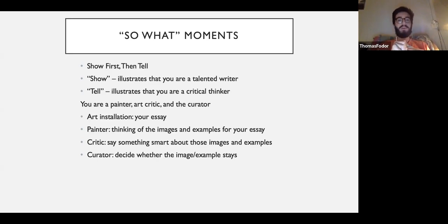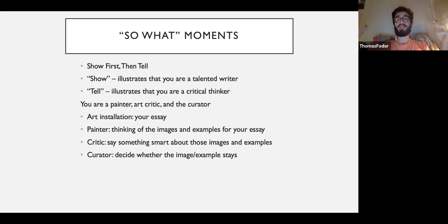Ethan Sawyer puts it in a great way. He used this analogy of a painter, art critic, and the curator of an art installation. So let's think of an art installation as your essay. There are a few critical parts of an art installation. The first is obviously the painter. The painter is going to be thinking of the images and the artwork that's going to be in the art installation. What do they want to produce or give to the art exhibit? Think of these as the images and examples you are going to be using in the essay.